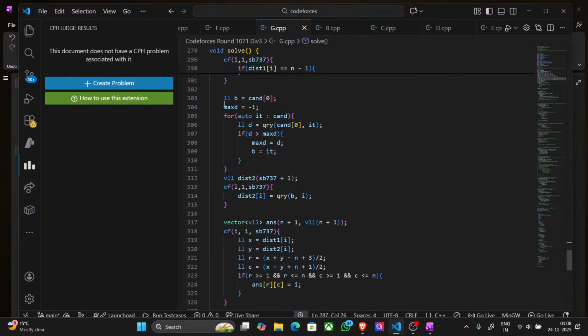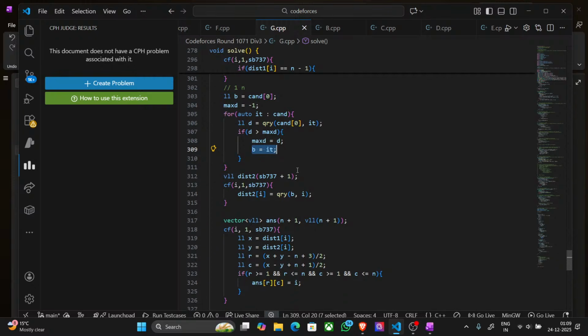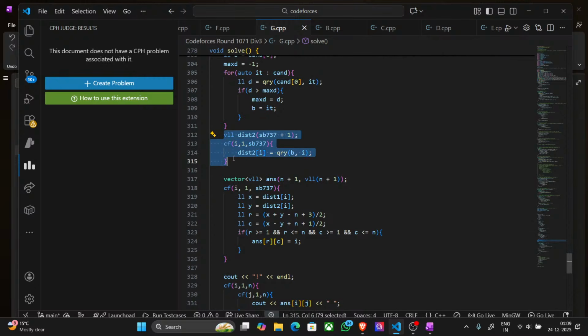Then for the second part, you are taking distance from one end. Now you have made the second element as candidate b as candidate 0, the maximum distance is reset, and I have iterated over all the candidates. Then again query from candidate to IT, which means the first candidate to every other candidate. Then if the distance is greater than max d, then max d is updated and my penguin name is changed to IT. After that, I have made the second distance array. So this was D1 and D2, and I have updated my D2 with the query with B and I.